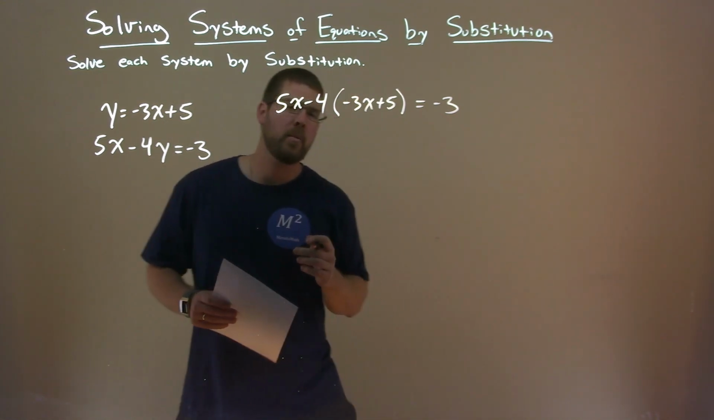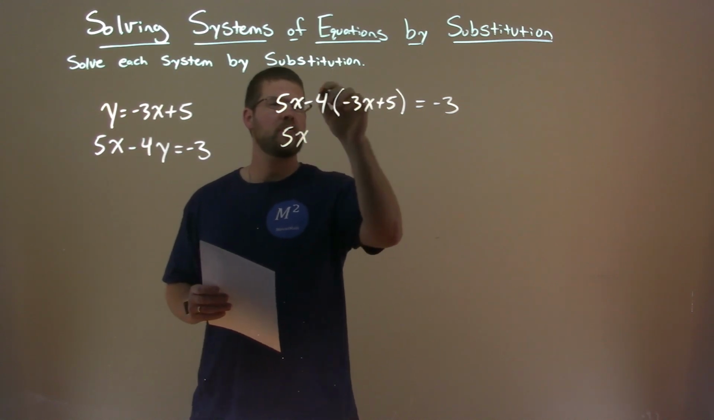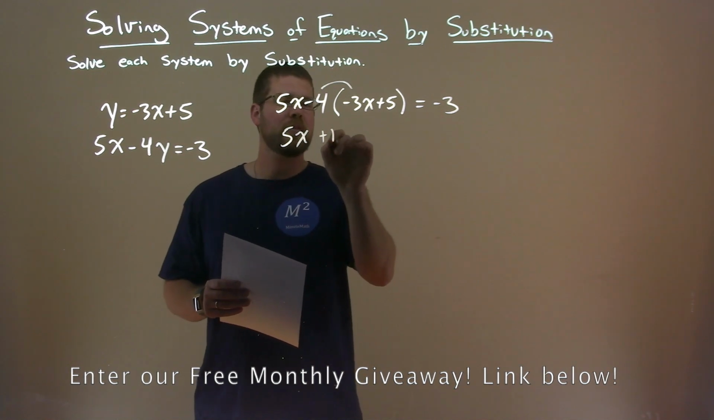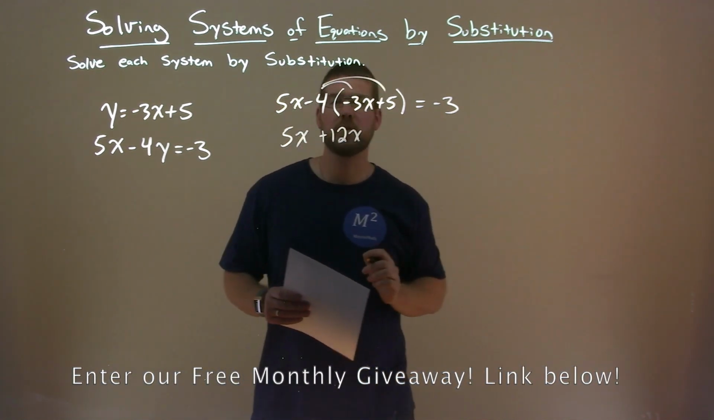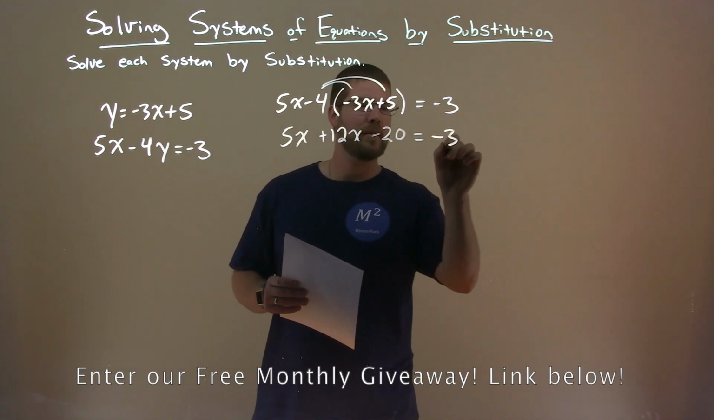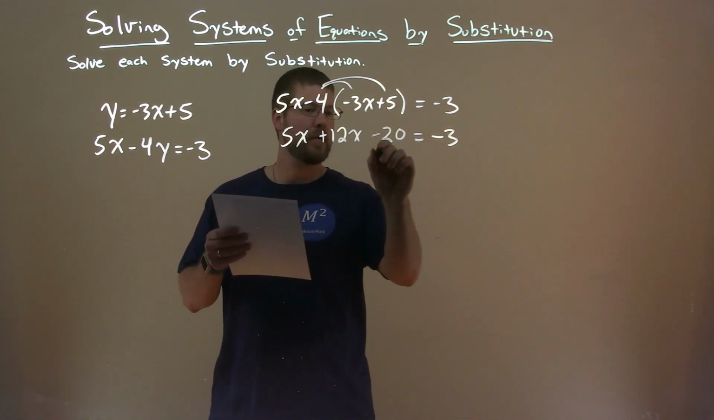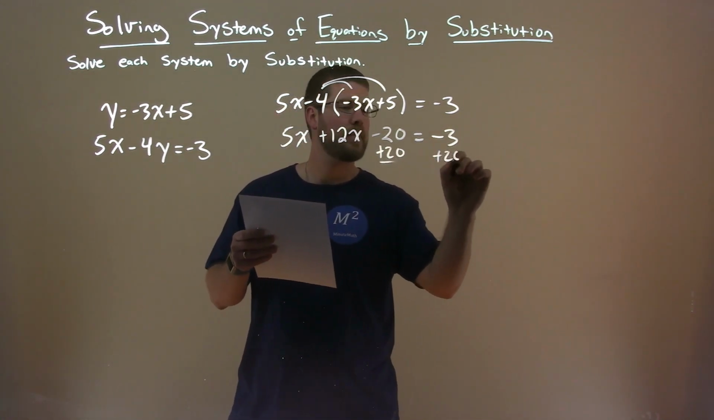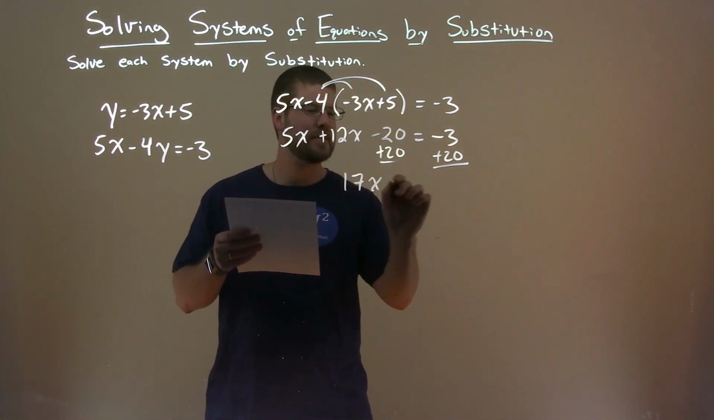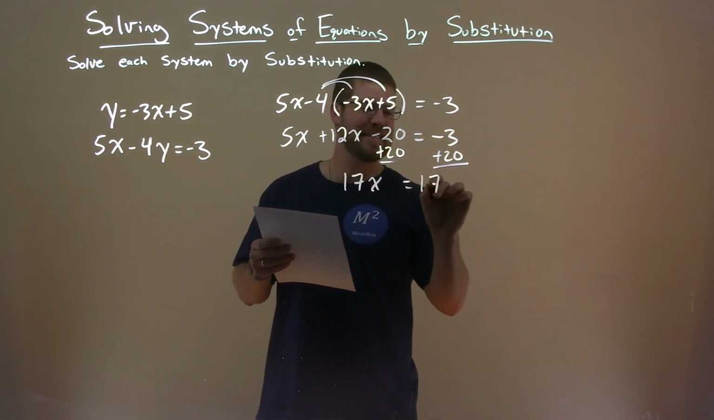From there, we want to simplify this and get x by itself. So 5x comes down, distribute the minus 4. Minus 4 times minus 3x is a positive 12x. Minus 4 times a positive 5 is a minus 20. And we have negative 3 left over there. Okay. So now we want to simplify as much as we can. We add a 20 to both sides. And 5x plus 12x is a 17x. Simplify this. Minus 3 plus 20, continue that step, is 17.